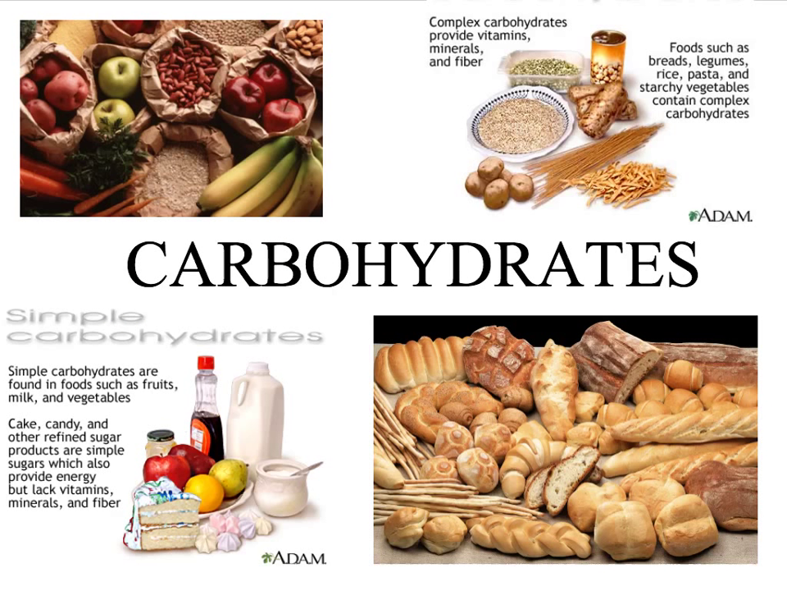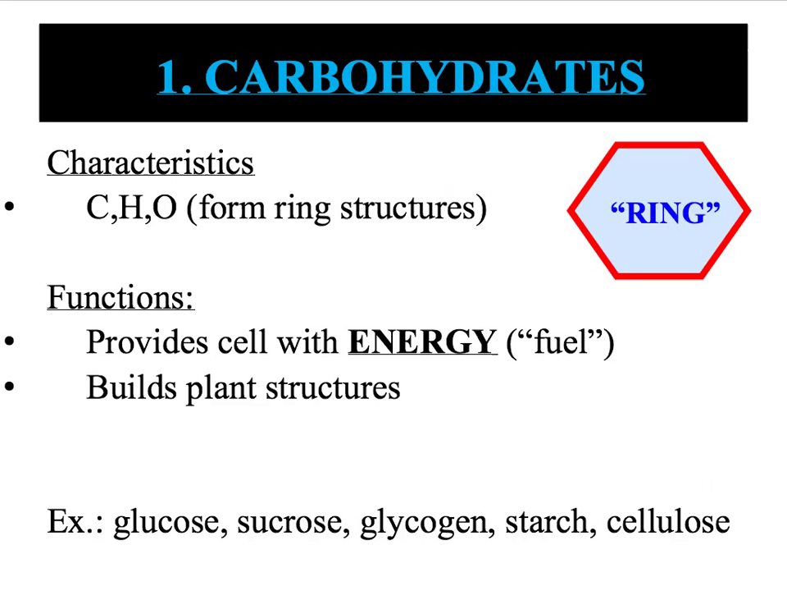Now let's take a look at carbohydrates. Carbohydrates are made of carbon, hydrogen, and oxygen. They form ring structures. Their function is mainly to provide the cell with energy. However, they are also known to build plant structures and other structures in animals. Examples would include glucose, sucrose, glycogen, starch, and cellulose.